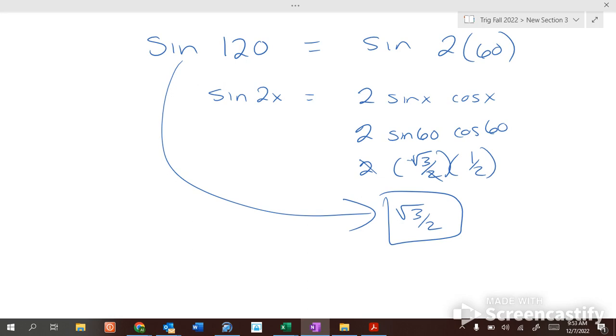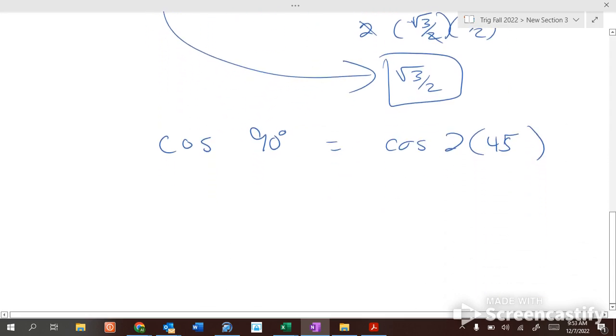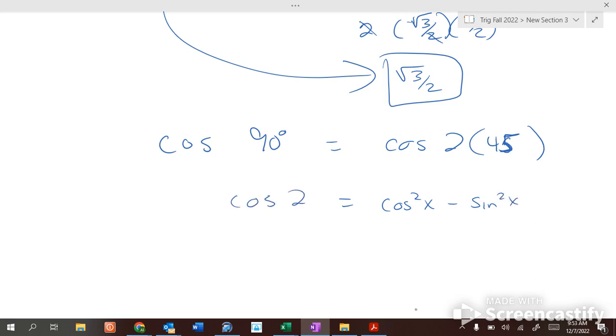Okay, let's do another one. Let's say we have the cosine of 90 degrees. That's a cosine of 2 times what? 45. Now, you might say, well, which cosine one should I use? It really doesn't matter. So let's just use the cosine squared of x minus the sine squared of x. And the 45 is x.